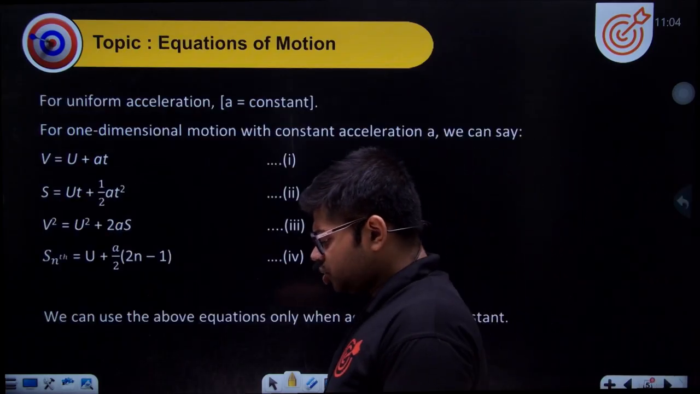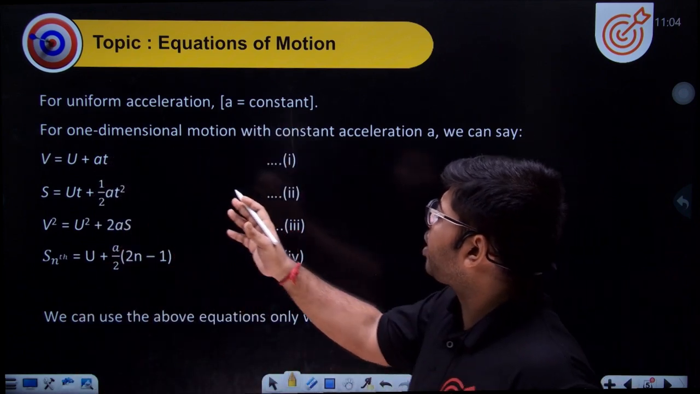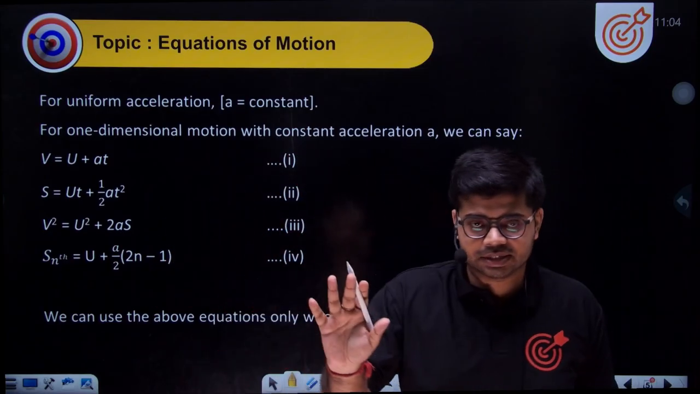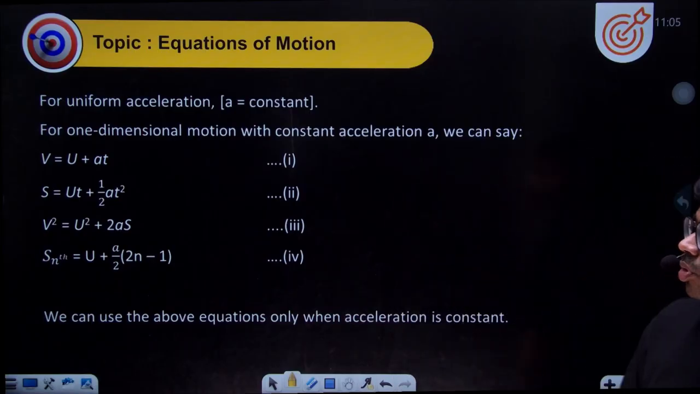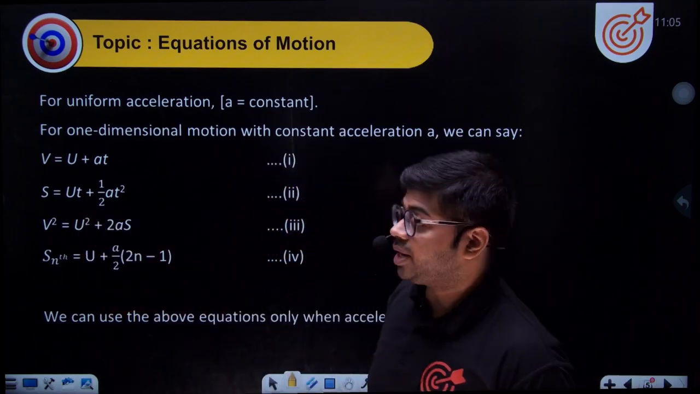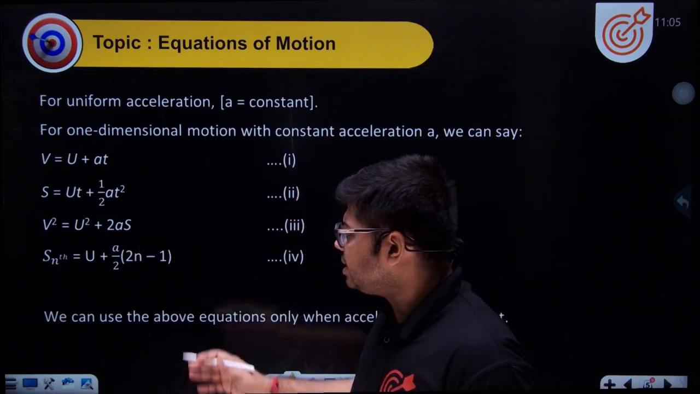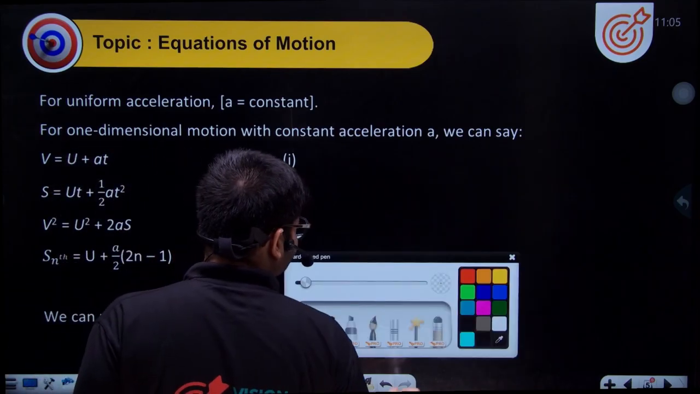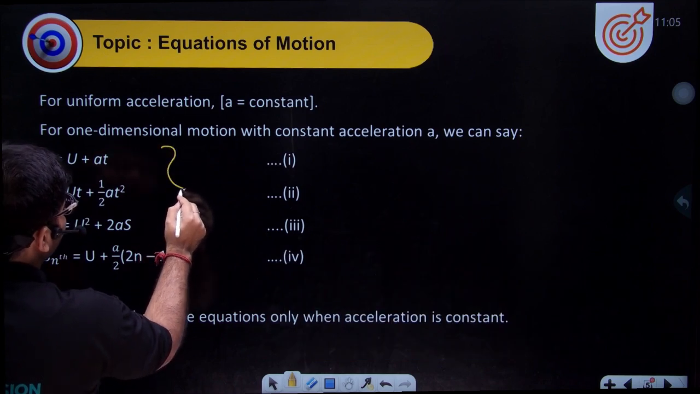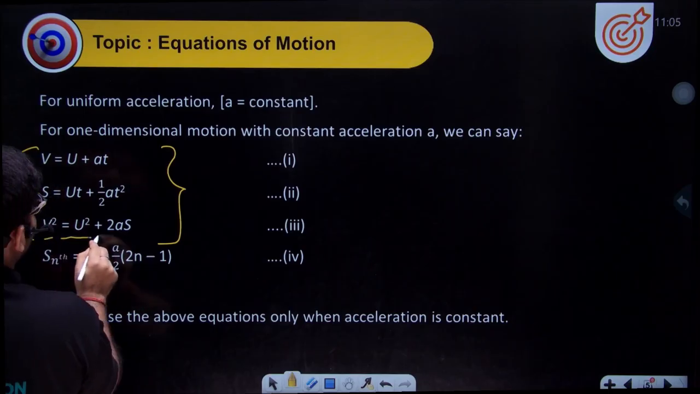So for uniform acceleration, a is equal to constant, and for one dimensional motion with constant acceleration, we have certain equations of motion. And these equations of motion are v is equal to u plus at, s is equal to ut plus half at square, v square is equal to u square plus 2as. These are primarily my equations of motion. These are the 3 equations of motion we have.